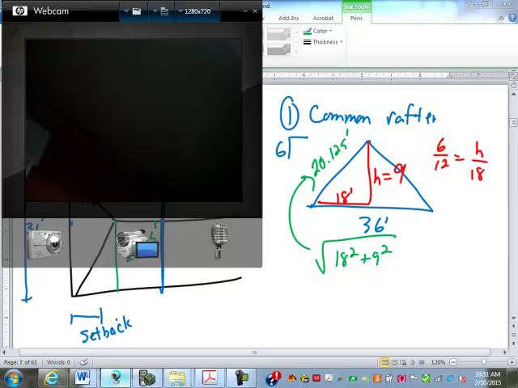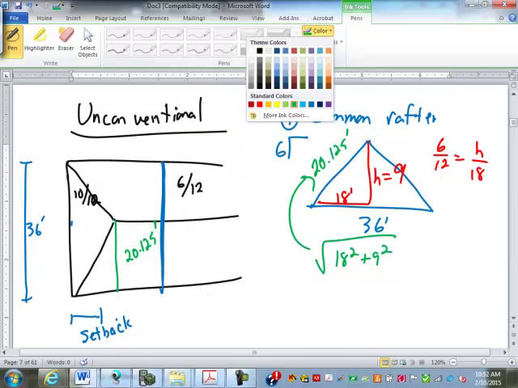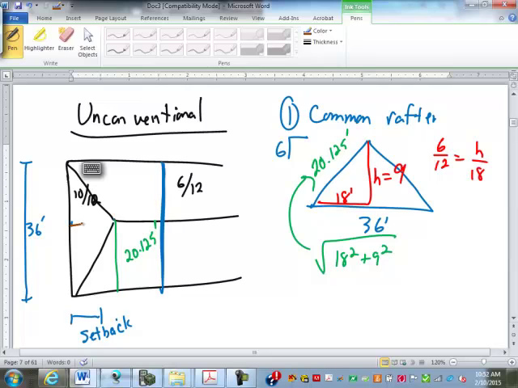We found in this common rafter a height of 9 feet. So if we look at it now from the end here, coming up here, we make that triangle, going out to the hip. This height here is also 9 feet. So step 2, when we're dealing with the unconventional, is going to be to find the setback.